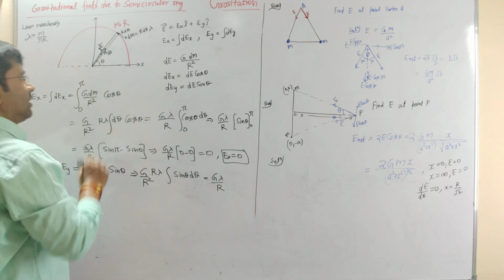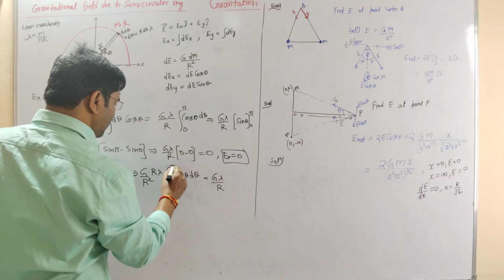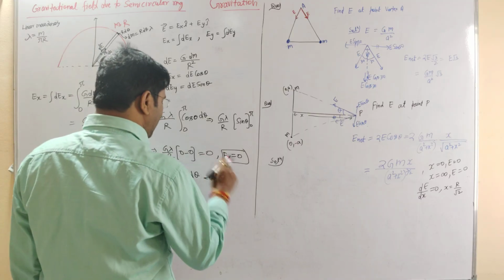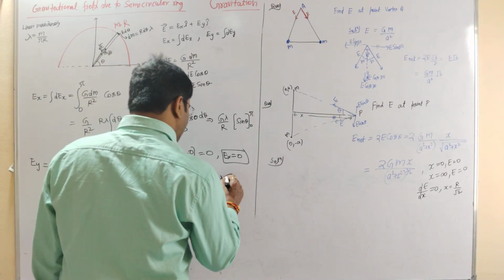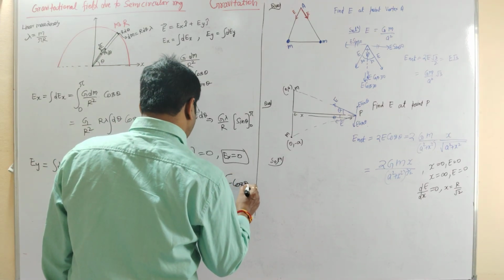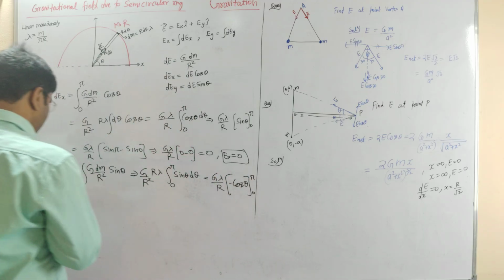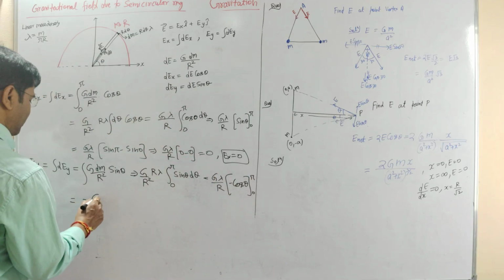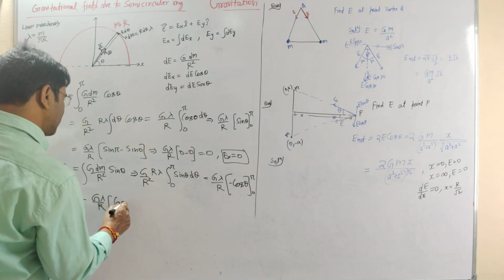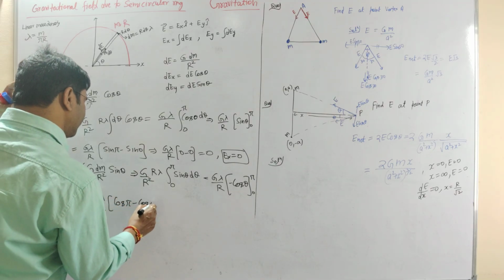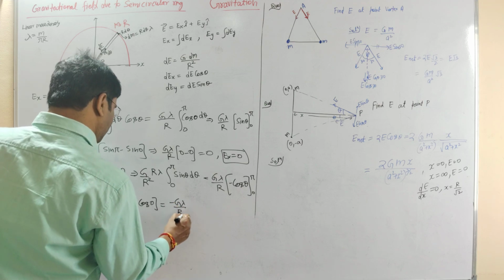Now what is the limit? Again the limit will be the same. I want to cover this whole semicircular ring. So what is the integration of sin theta? That is minus cos theta. So I can write here minus cos theta from 0 to pi. Let me take minus outside, so G lambda upon r. Now what is cos pi? Cos pi is minus 1. So this value is minus G lambda upon r.